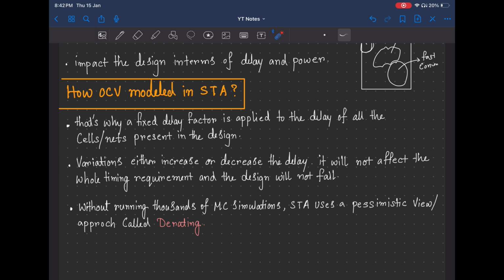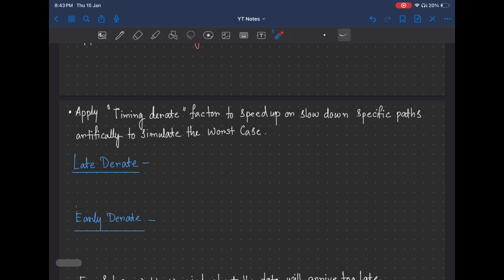Without running thousands of Monte Carlo simulations on every particular timing path, in the STA tool we can consider a pessimistic view that can give a bigger picture when you calculate the timing. That is actually called derating. So that is how we model OCV in STA. Now, as I said, we apply a timing derate factor to speed up or slow down a specific path artificially to simulate the worst case scenario.